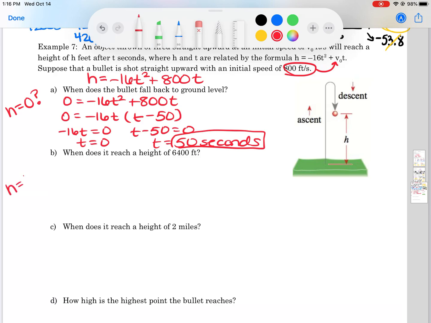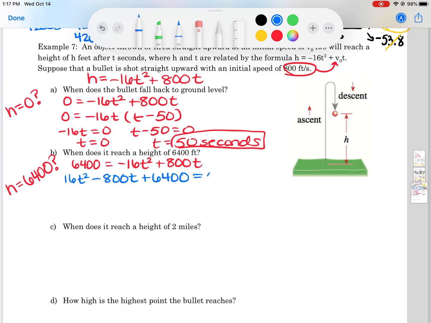Okay. The next one, we want to know when it reaches a height of 6,400. So let's just say h equals 6,400, plug it in, and solve for t. So 6,400 is equal to negative 16t squared plus 800t. You have some options here, but we do want to make sure this says equals 0, and it's always convenient when our a is a positive number. So let's add the 16t squared over and subtract the 800t. So that's going to give us 16t squared minus 800t plus 6,400 equals 0.